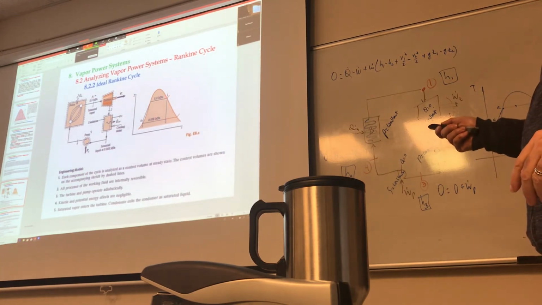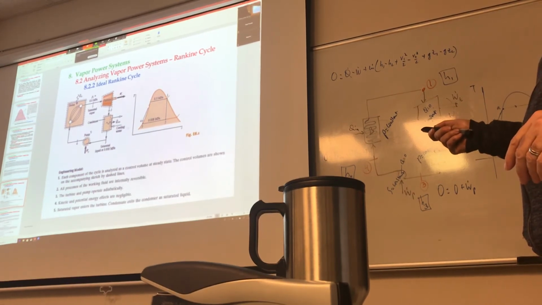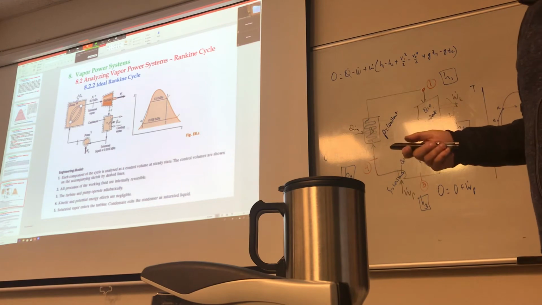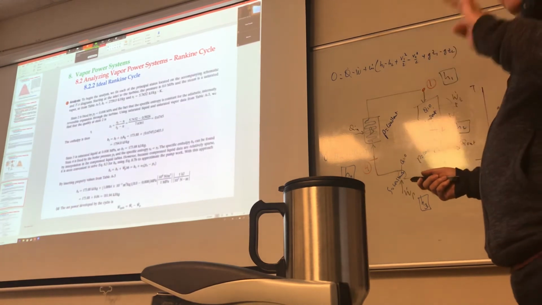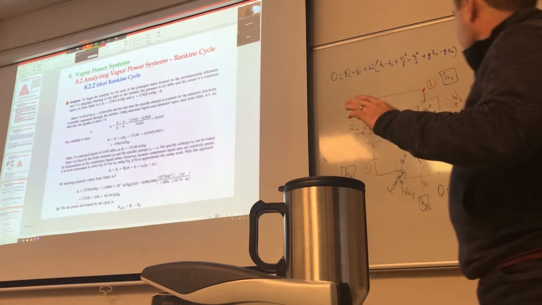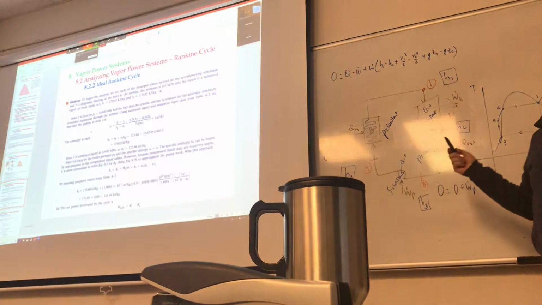So this is the TS diagram, and remember these are the two isentropic processes, and these are the two constant pressure processes. Where do we go from here? What's the first thing? The first thing is always, before you can answer any question, to really figure out what those H values are.